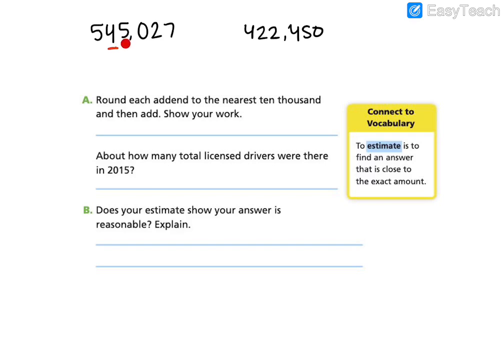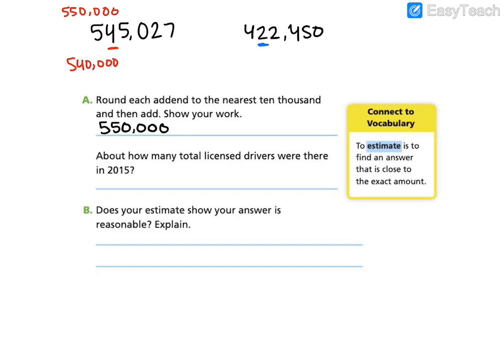So is this number closer to 540,000 or 550,000? We have a digit 5 in the thousands place. So that tells us that that is closer to 550,000. So we can go ahead and write that for our first addend. And then we'll take a look at our Wyoming number.